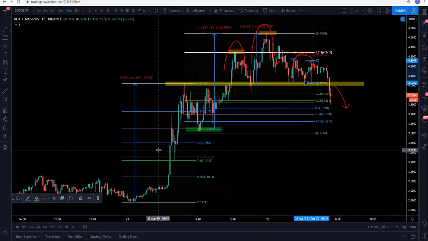You must master this because we have plenty of coins going to the price discovery phase, especially the USDT pairs. So we have Band, we have Link, we have soon maybe we'll get XTZ. There are so many coins actually going to new all-time highs. So you need to master this and learn this.